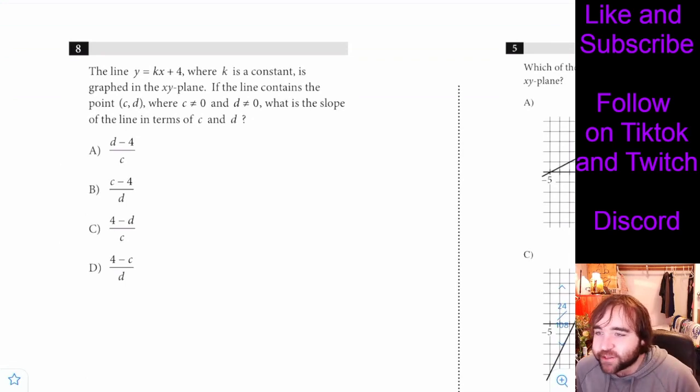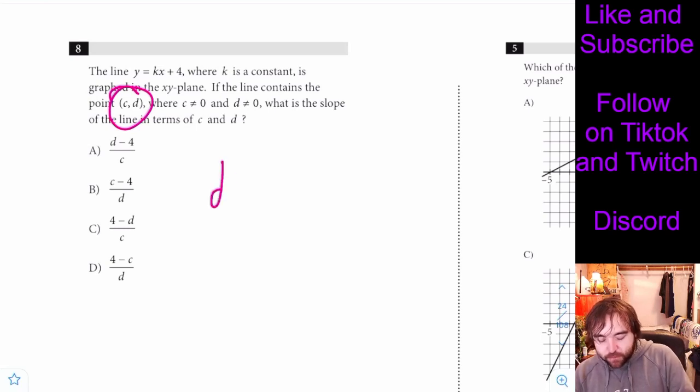All right, so this line, where K is a number, is graphed. If the line contains the points C and D, what is the slope in terms of C and D? Okay, so here we're going to plug in, not the answer choices, but this point, because that's the X and the Y value. So we'll go D equals K times C plus 4.